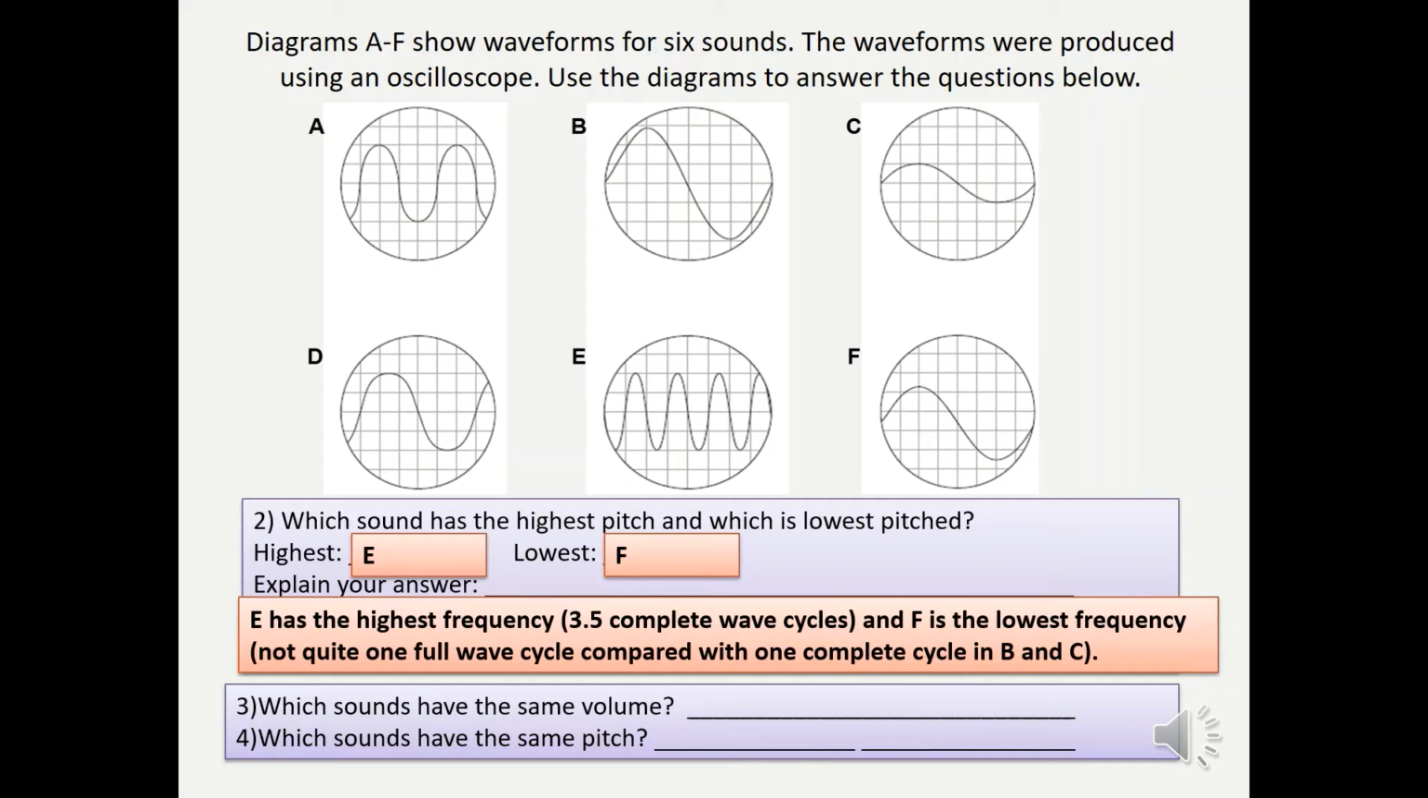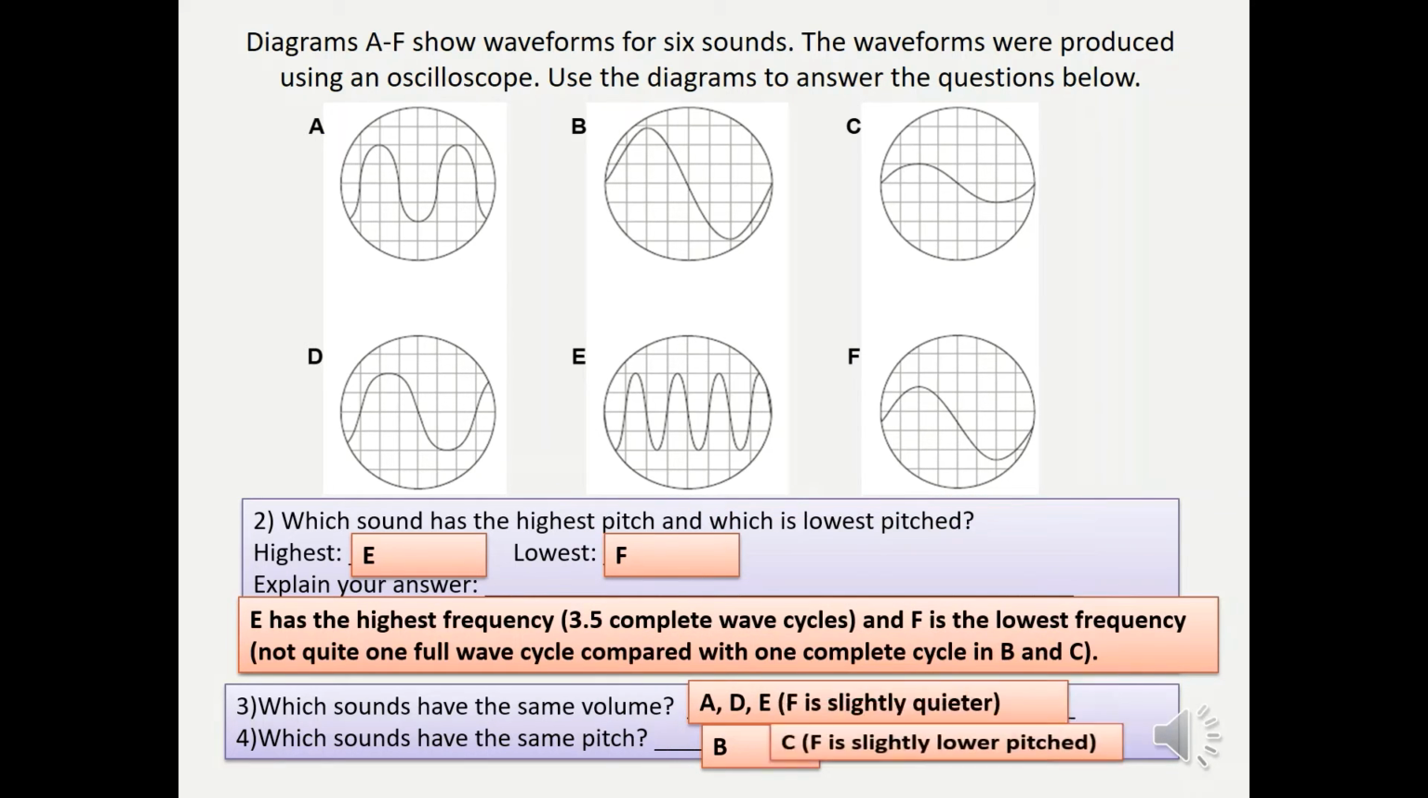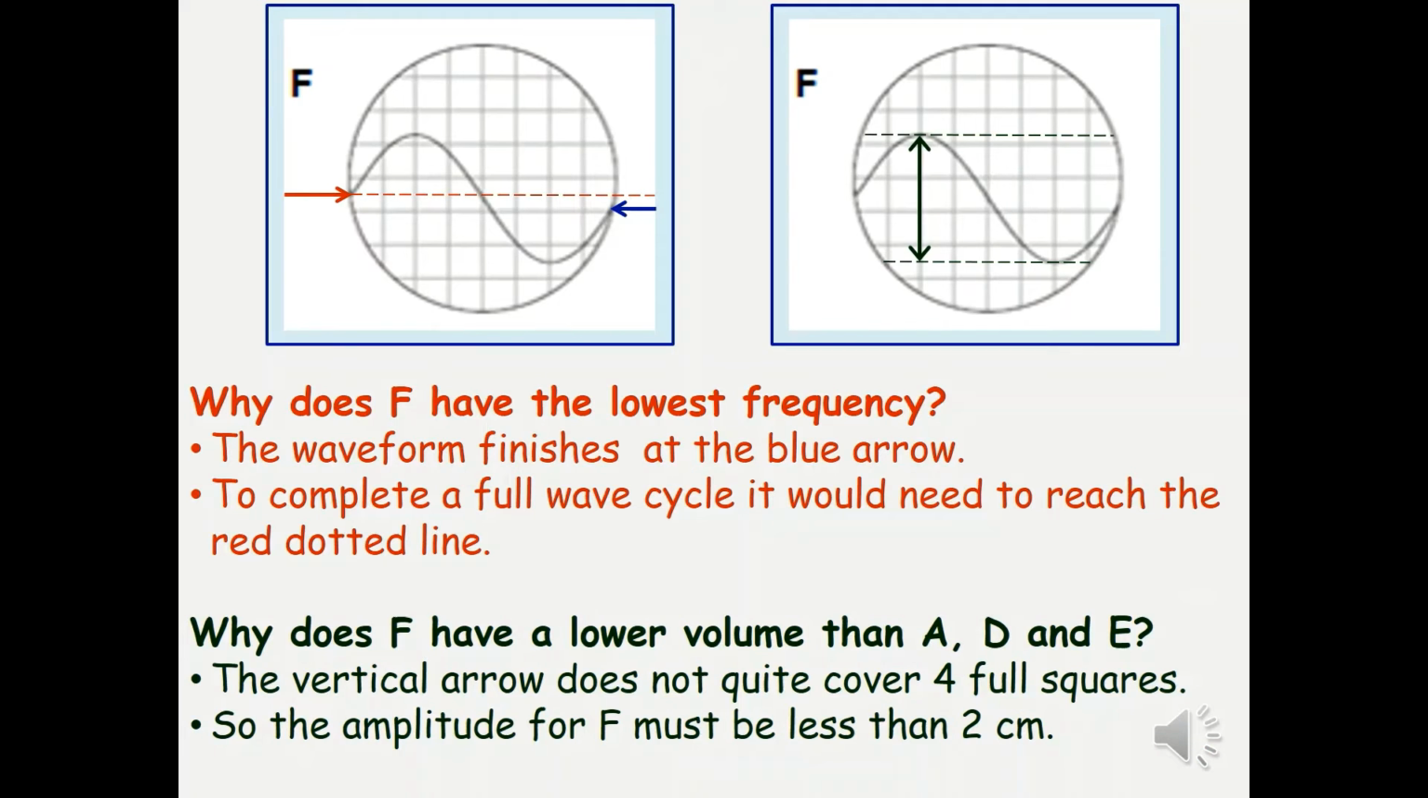Now, which sounds have the same volume? We're having A, D, and E because F is slightly quieter. And for 4, which sound has the same pitch? We have B and C. As we know, F is slightly lower pitched.